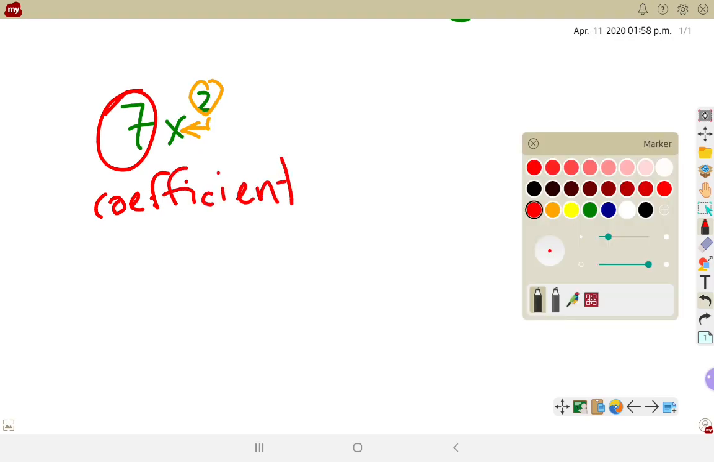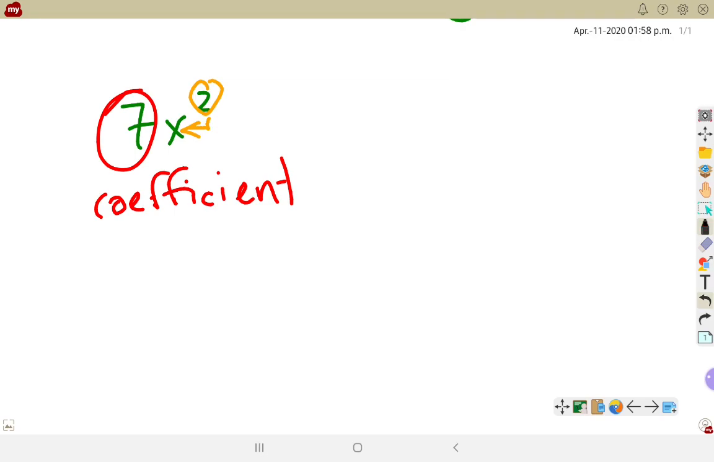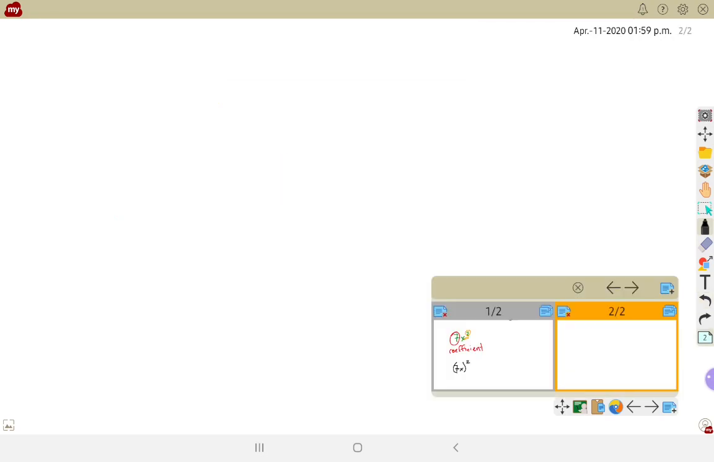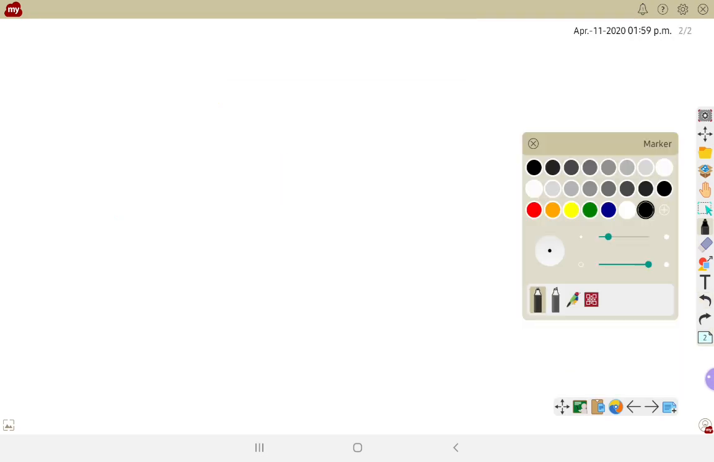Okay, now this would be different if I was to write 7x in brackets and then square it. In this case, because the exponent is touching the brackets, everything inside the brackets would be included as part of the base. So we have to watch out for our bases and whether or not the exponent is acting upon them.